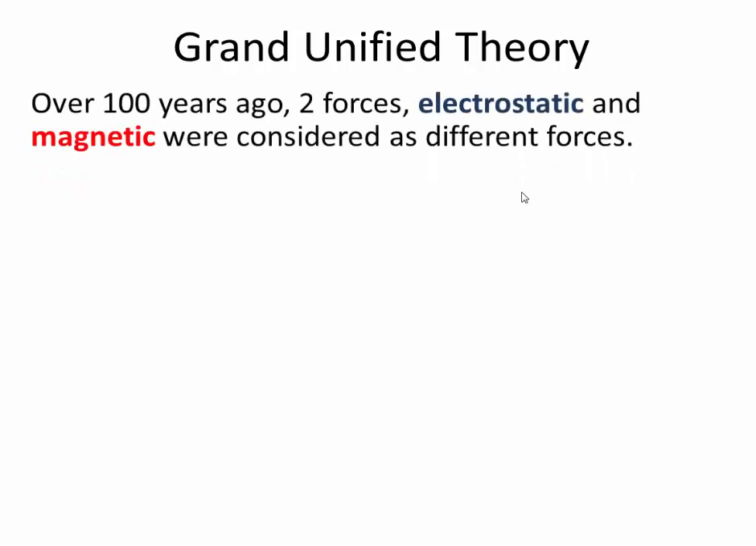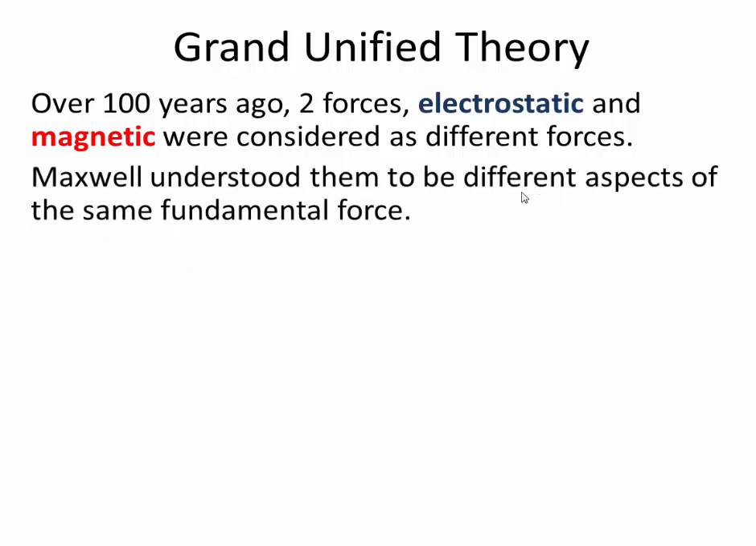Now the grand unified theory. Over 100 years ago, there were two forces, electrostatic and magnetic forces, which were considered as different forces. Then Maxwell basically understood them to be different aspects of the same fundamental force. So he said that this is not electrostatic and magnetic. It was one unified force called the electromagnetic force.